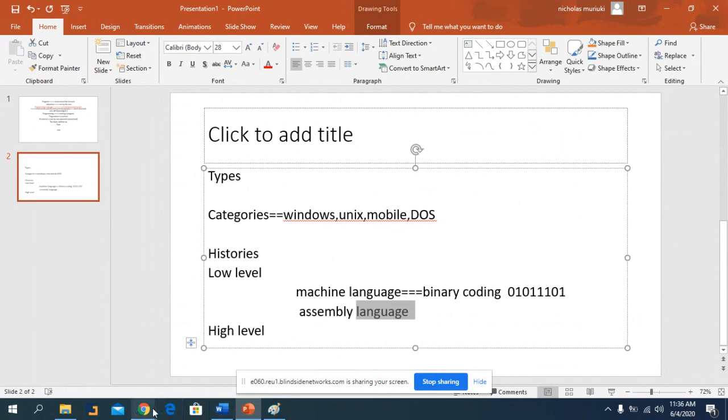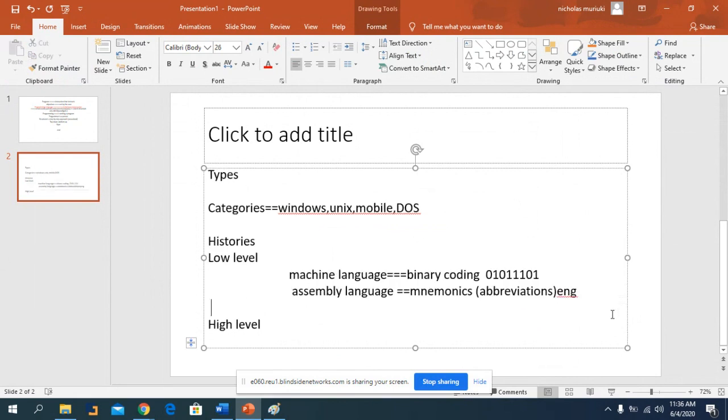And within the assembly language, we look at a language that uses mnemonics. Mnemonics are abbreviations. Like now I'm using the word English, I use ENG. So the user will be able to understand, but the computer cannot understand. So within this language, we had to use what you call the assembler.